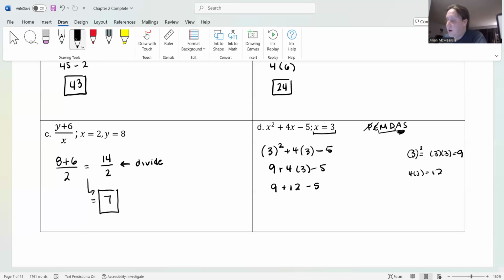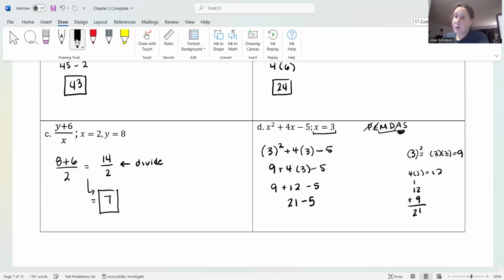So over to the side, we need to do 9 plus 12. So if you can do 9 plus 12 in your head, great. Do 9 plus 12 in your head. If you still need a little bit of help, you could do 12 plus 9 over here to the side. 9 plus 2 is 11, so I want to keep a 1, carry a 1, and then 1 plus 1 is 2. So 9 plus 12 is 21.